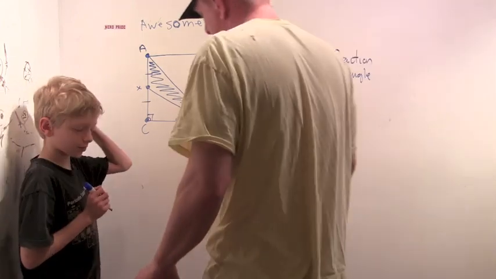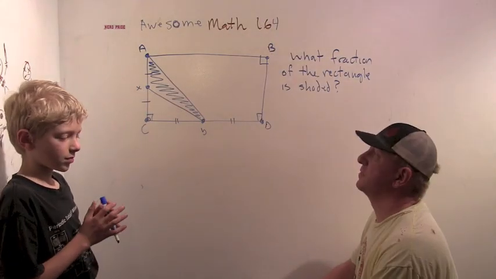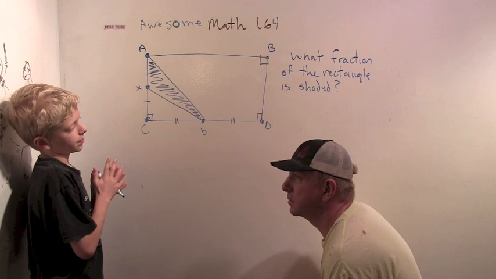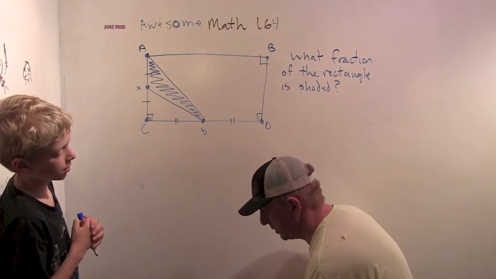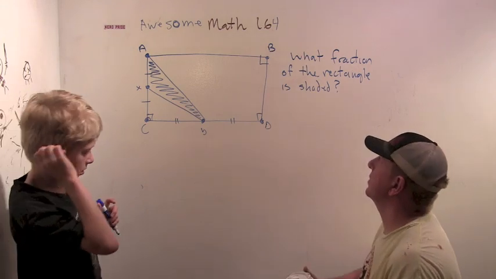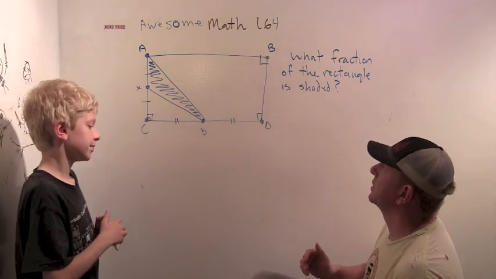AwesomeMath 164. Today we're in the review section of our intro geometry part of the book. And we've been talking about perimeter and area in this section a little bit. And we ran across this very interesting problem.